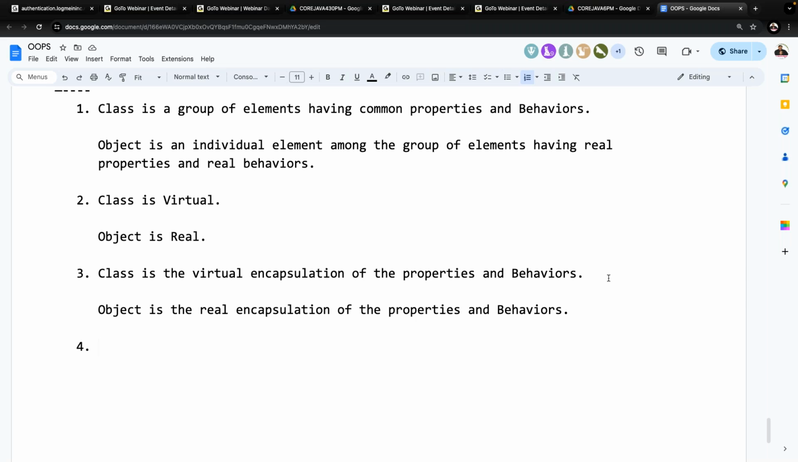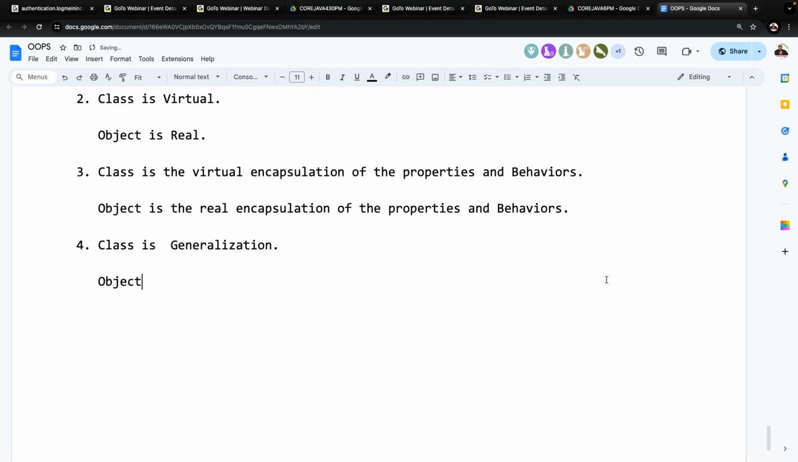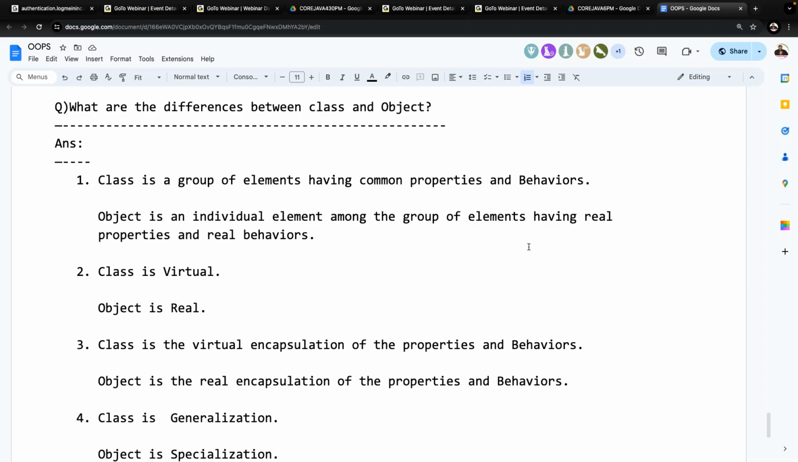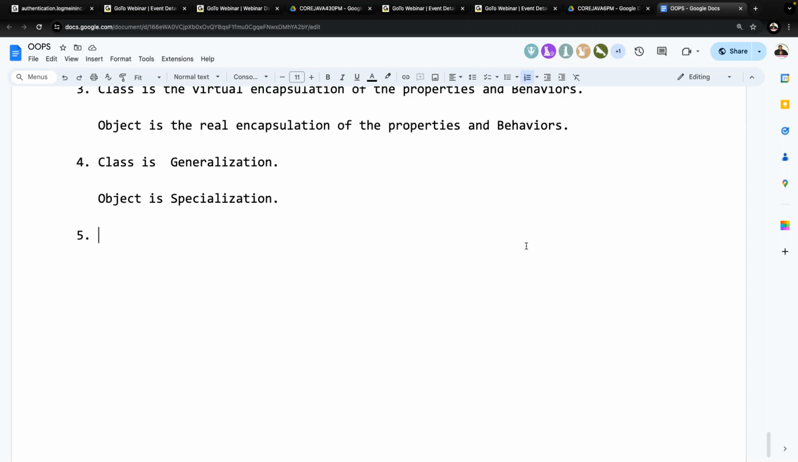Here I'm telling you, persons is the generalization. You are the person. Myself is a person. Someone is a person. All these are specializations. So the point is, class is generalization, whereas object is specialization. Observe carefully.